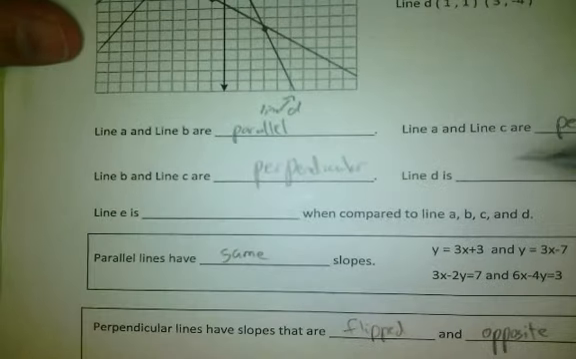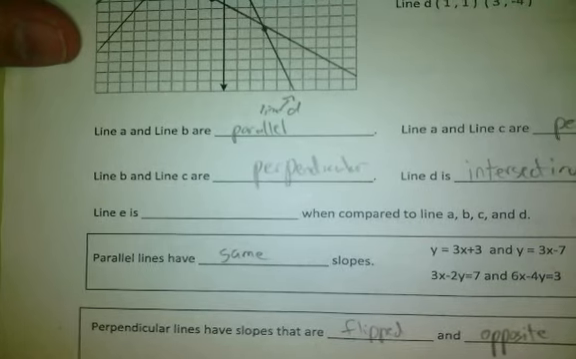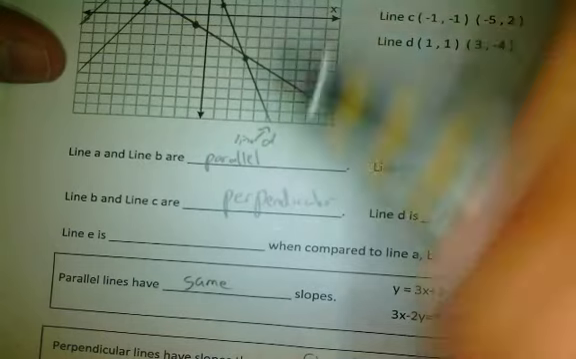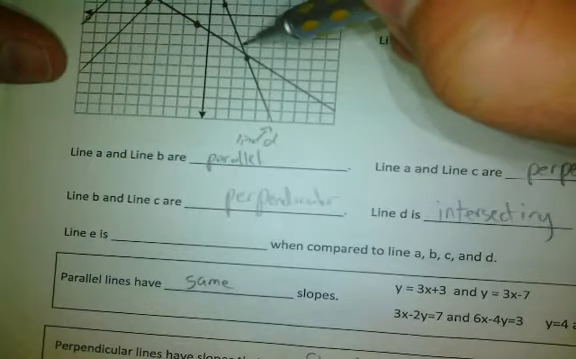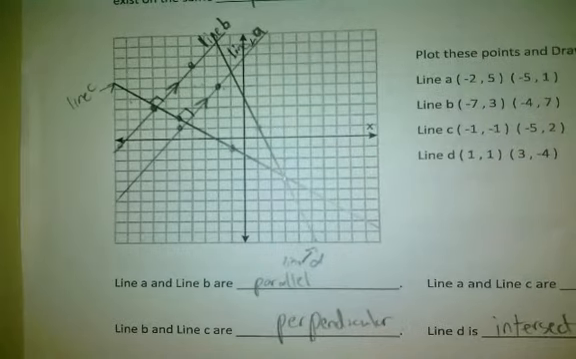And then line D is just intersecting. It is not parallel to them. It just goes through all of them, and that is certainly not a right angle right there. Okay, so this line just goes through all the other lines.